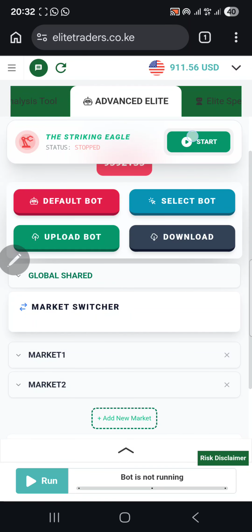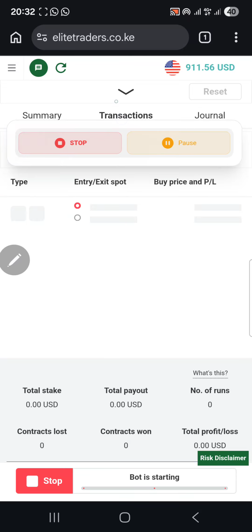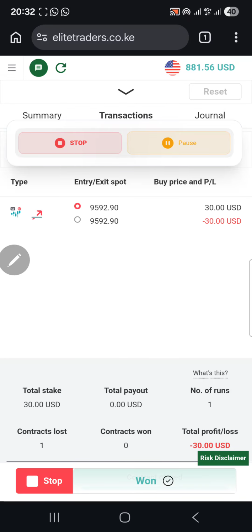Then click start. So the robot is automated. For it to trade over 2, it's actually waiting for 2 consecutive under 3 digits. Then it executes a trade on over 2. And that's the first trade, which is a loss. You can actually see our exit spot is digit 0.